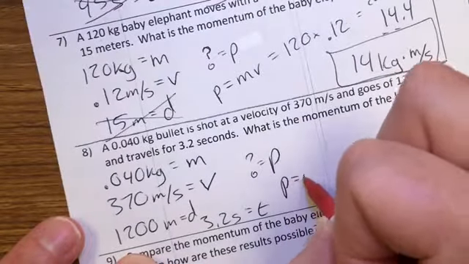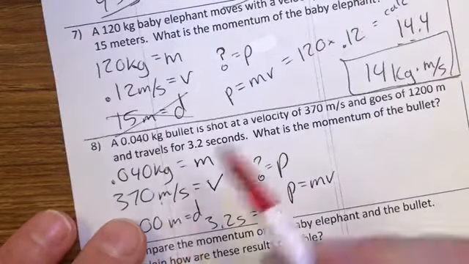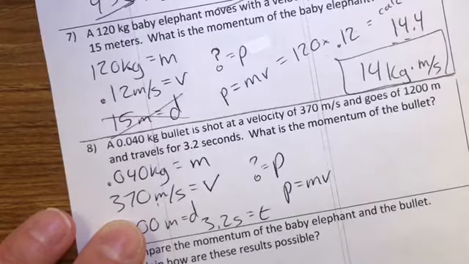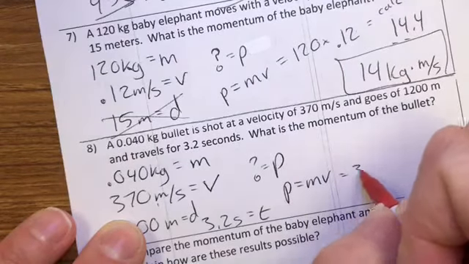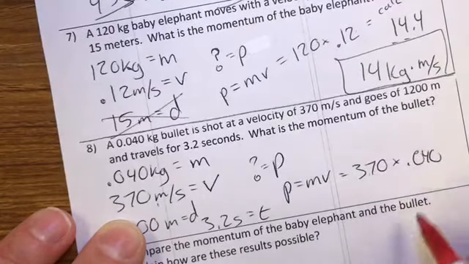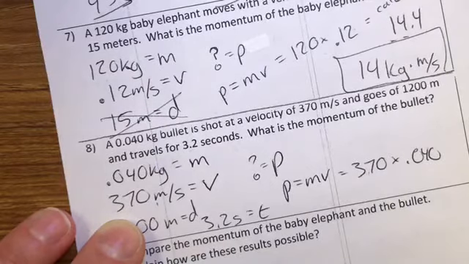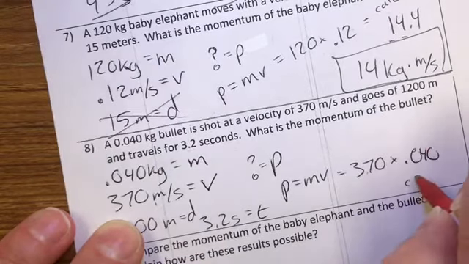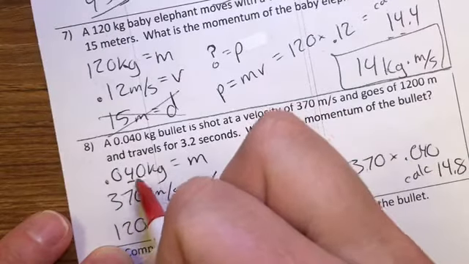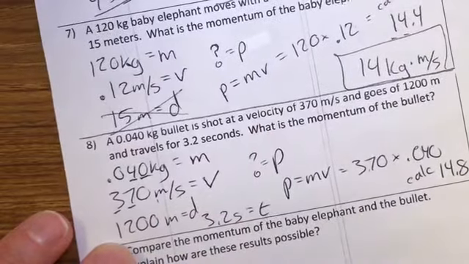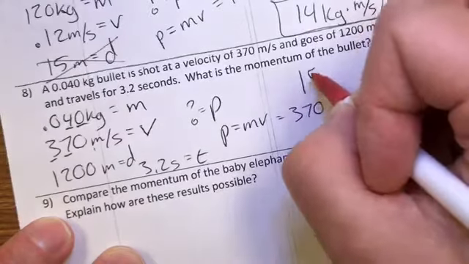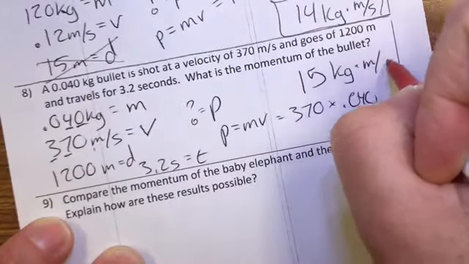Well, momentum is mass times velocity. We have the mass, we have the velocity. Multiply those. 370 multiplied by 0.040, velocity times the mass. Calculator says 14.8. This has 2 sig figs and that has 2 sig figs, so 2 significant figures. The 8 is going to round the 4 up, so we end up with 15 kilogram meters per second.